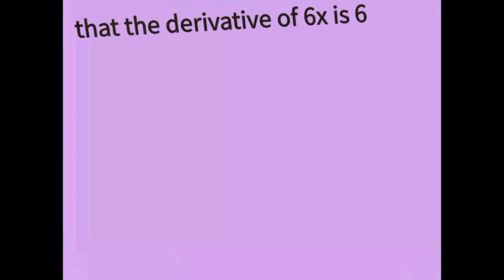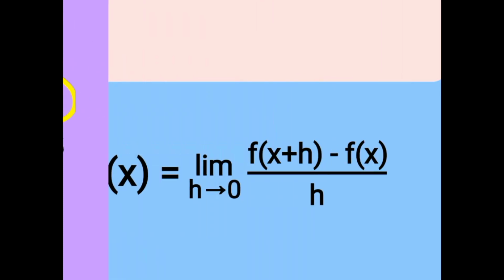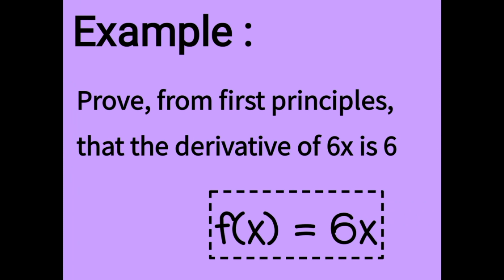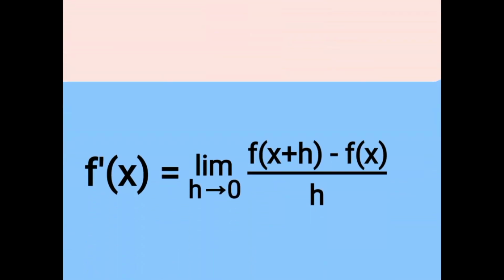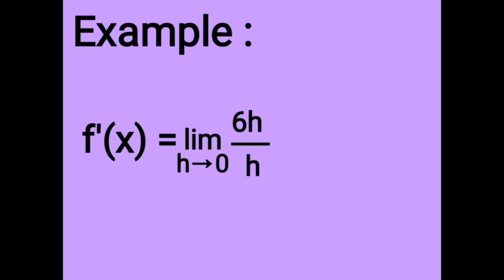Moving on to another example, prove from first principles that the derivative of 6x is 6. Here, from first principles means that you have to use the definition of the derivative. Now here, f(x) equals 6x. So, using the definition of the derivative, f dash x equals the limit as h tends to 0 of 6 times (x plus h) minus 6x over h. Then, expanding the brackets in the numerator gives us f dash x equals the limit as h tends to 0 of 6x plus 6h minus 6x over h, which equals the limit as h tends to 0 of 6h over h. h cancels out, so f dash x equals 6.